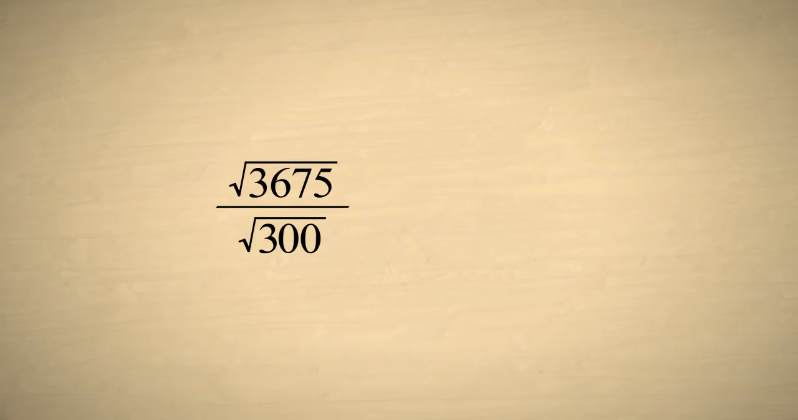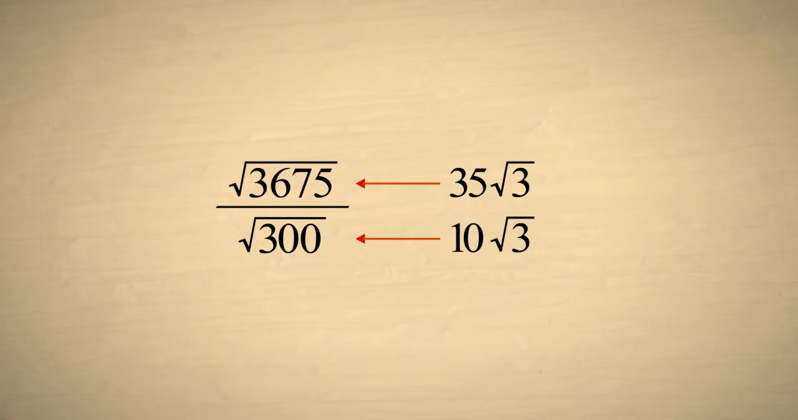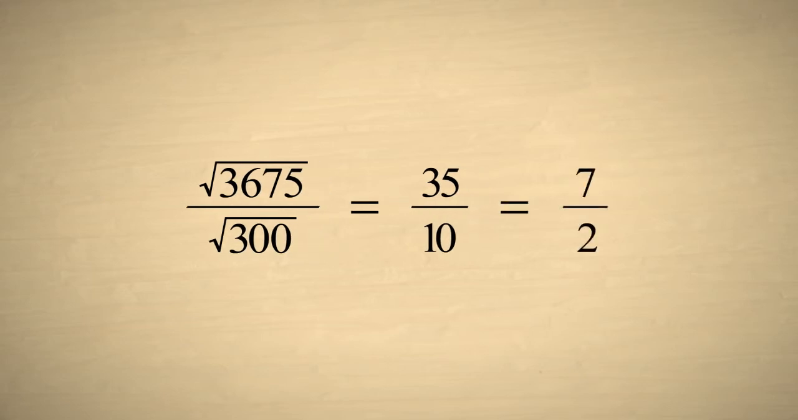However, remember that the top number is 35 times the square root of 3. And, as we saw in the previous example, the square root of 300 is 10 times the square root of 3. So if we like, we can rewrite this quotient using these simplified roots. In this form, it is easy to see that the numerator and denominator have a common factor, the square root of 3. We can then eliminate this common factor, leaving us with 35/10 or 7/2.